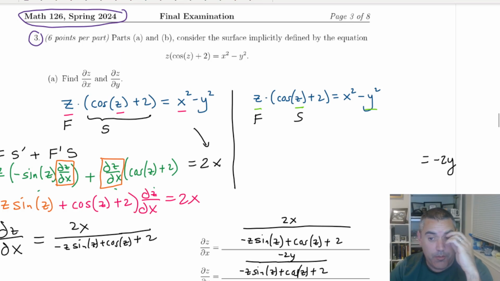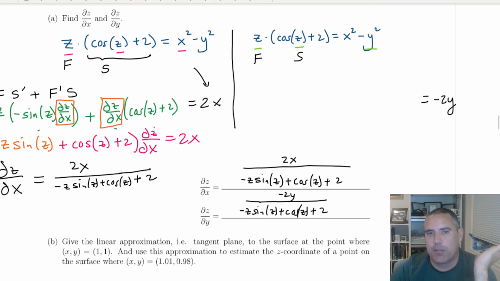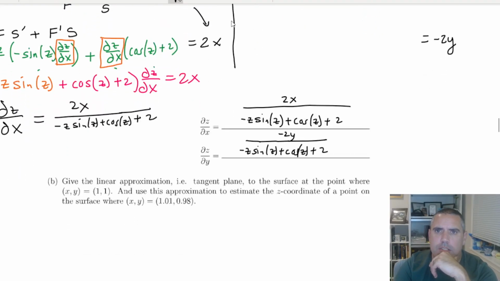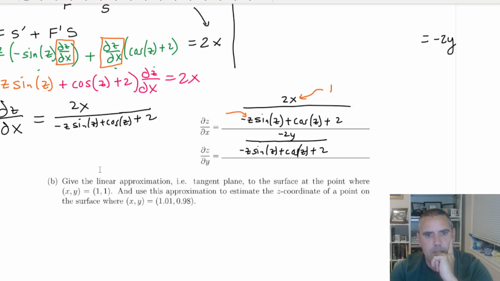So I finished that first part. The left-hand side was going to be the same, so that's how I knew that. Then the question says, find the linear approximation when you plug in a 1 and a 1. Okay, so we're going to plug in a 1 and a 1 everywhere. So that's a 1. That's a 1. Is there something I'm missing? Use the linear approximation to the surface at the point where x is 1 and y is 1.